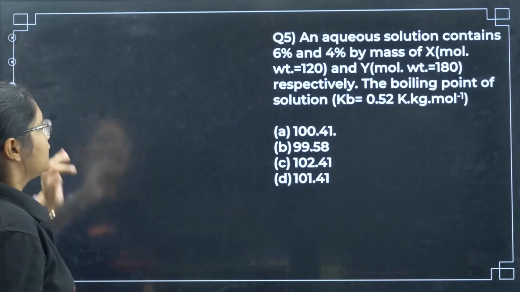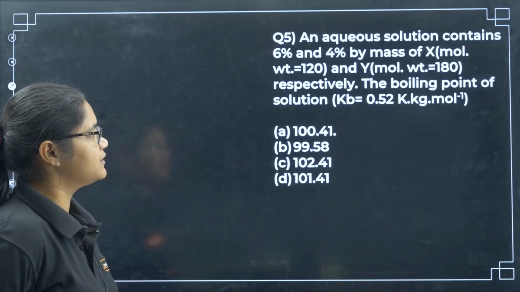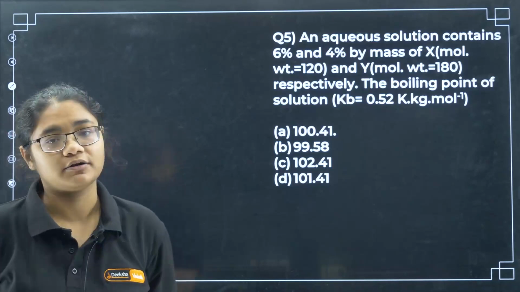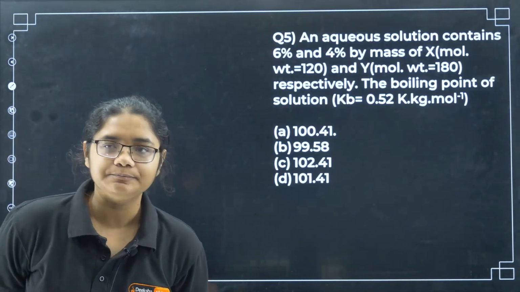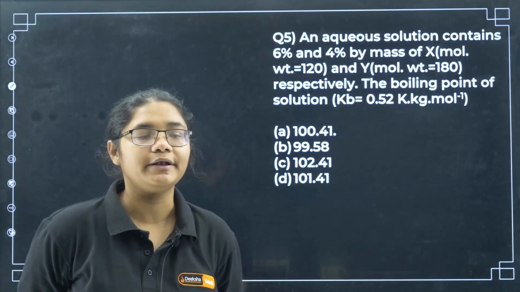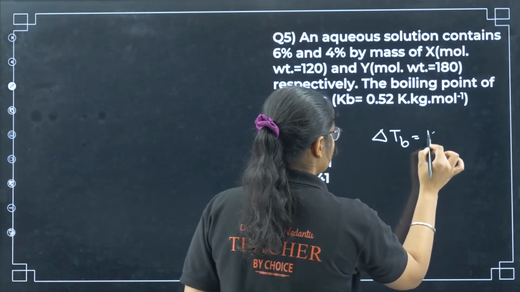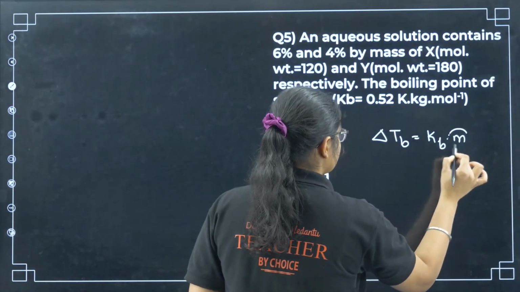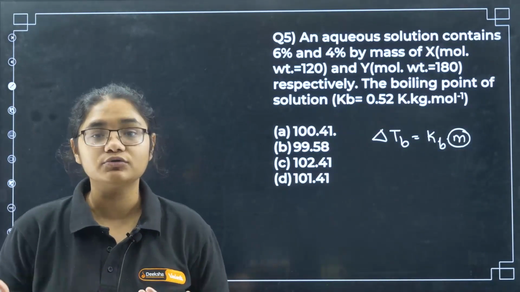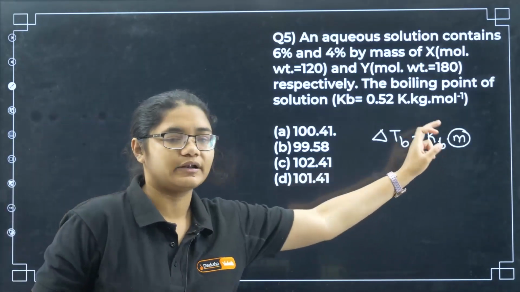Okay, next. An aqueous solution contains 6% and 4% by mass of X and Y respectively. The boiling point of the solution is. Now generally in our NCERT book, whatever questions we have regarding the boiling point, it is in the form where we have delta TB is equal to KB into M, and this M is generally for one solute. When you are given 2 solutes, you have to add the total number of moles and then calculate the molality.